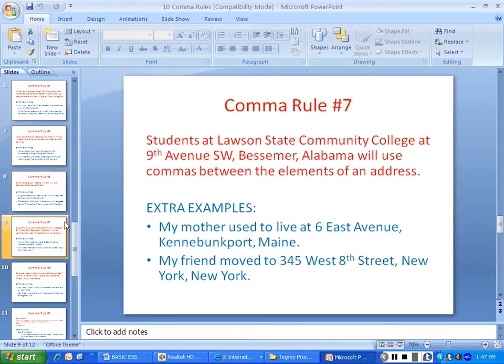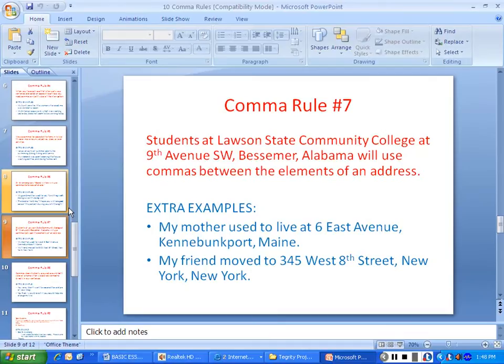Comma rule number 7. Students at Lawson State Community College at 9th Avenue Southwest, Bessemer, Alabama, will use commas between the elements of an address. Let's take a look at this rule. The first element in the address is the street number, 9th Avenue Southwest. The second element is Bessemer, the city. The third element is Alabama, the state. We put a comma between each element. Here are some extra examples.